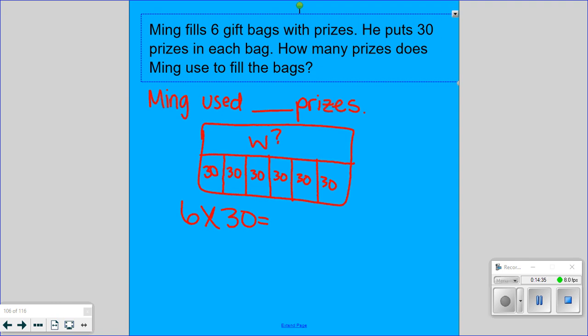Theo, what do you think? Okay, so I still have 3 groups of 30. It's still a lot of 30s to count. Evelyn, what do you think? So maybe breaking the 30 into 20 and 10. So I have 6 groups of 20 and then 6 groups of 10. Okay? Think, Ariana.